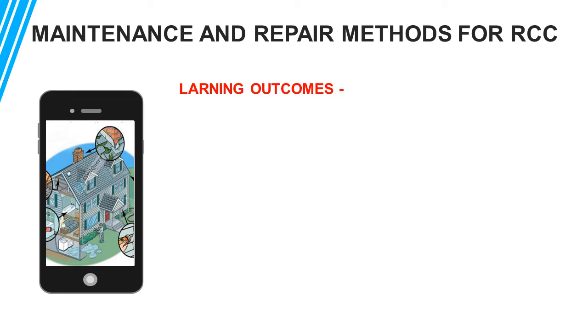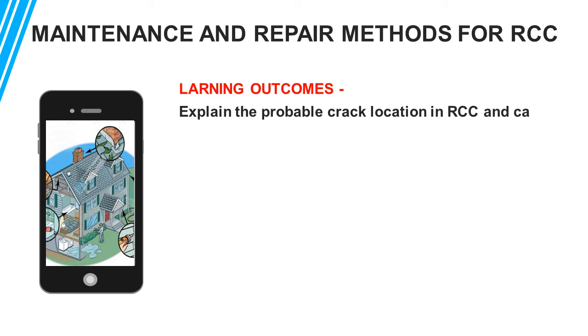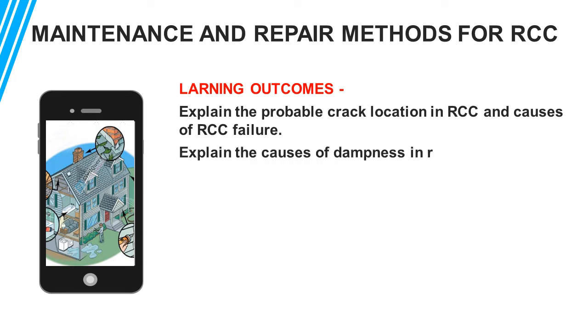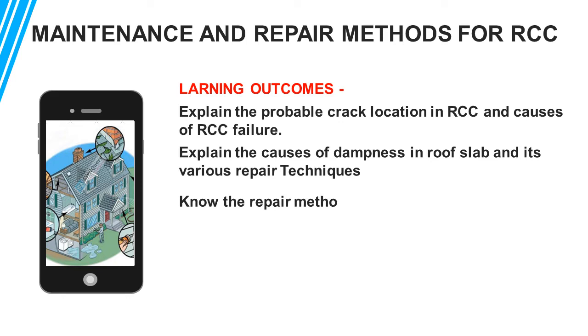In this subject, you are going to get some learning outcomes, which are as below. You will be able to explain the probable crack locations in RCC and the causes of RCC failures. Then the students will be able to explain the causes of dampness in roof slab and its various repair techniques. Then students will be able to know the repair methods for the cracked RCC elements.